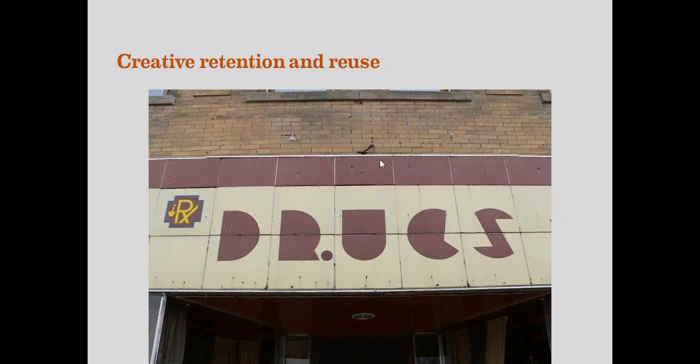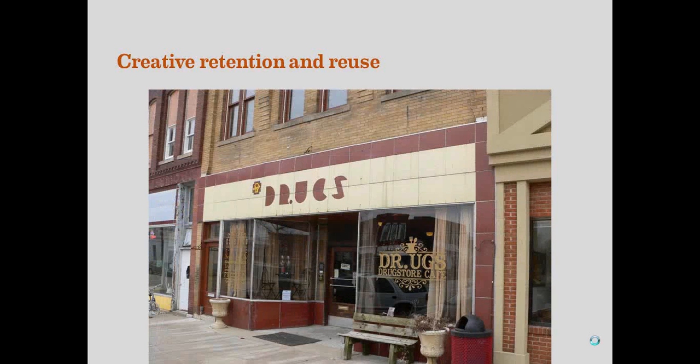And if you've seen this example before, I apologize because I do show it a lot, but it's one of my favorites because the intervention to save this historic sign, and in fact this entire storefront, was simply a vinyl dot placed between the R and the U. So what used to read as drugs, and it was a 1940s porcelain enamel pharmacy storefront in Virginia, Illinois, now is Dr. Ugg's Drugstore Cafe.